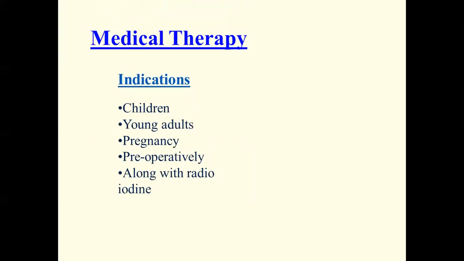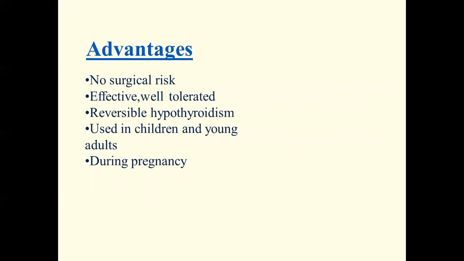It is usually indicated in children, young adults, pregnancy, and whenever you plan surgery or radioiodine therapy, prior to that, to make the patient euthyroid, you can use antithyroid drugs. The advantage when you're using it as a solo therapy is that there is no risk of surgery or its complications, and no need for radioiodine therapy or its complications. The hypothyroidism which you induce with the drug is reversible. It's effective and well tolerated. It can be used in children, young adults, and during pregnancy.